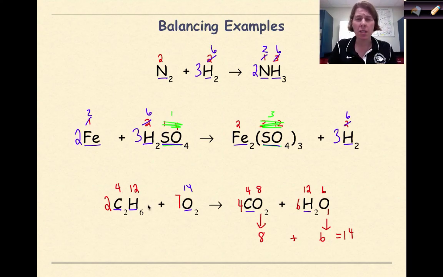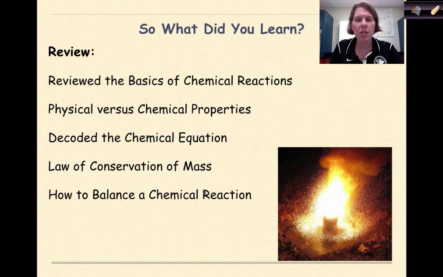Sometimes you can just balance these combustion reactions without having to do this, but other times you do need to double everything in order to get a whole number in front of the diatomic oxygen. So what did we learn in this review? Well, we went over the basics of chemical reactions. We talked about physical versus chemical properties. We decoded the chemical equation, looked at the parts of it. We talked a little bit about the law of conservation of mass or matter. And finally, we went through how to balance a chemical reaction.